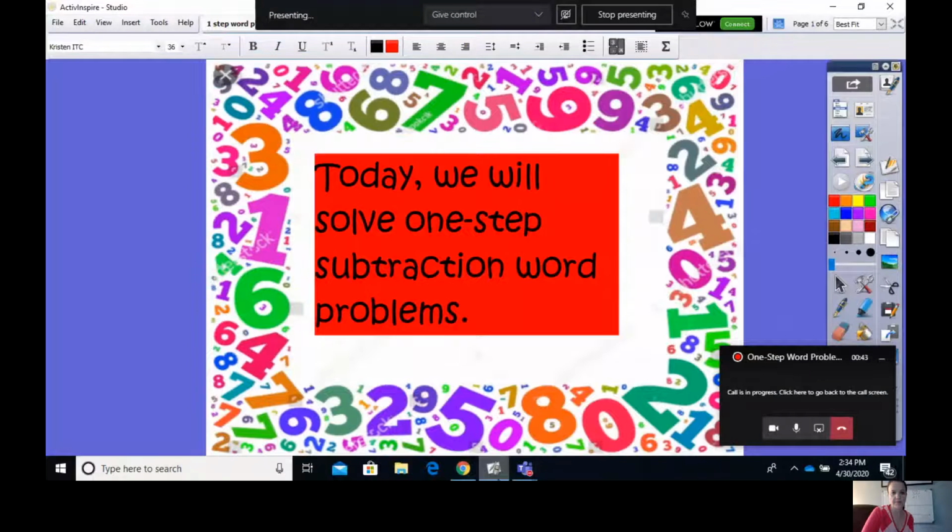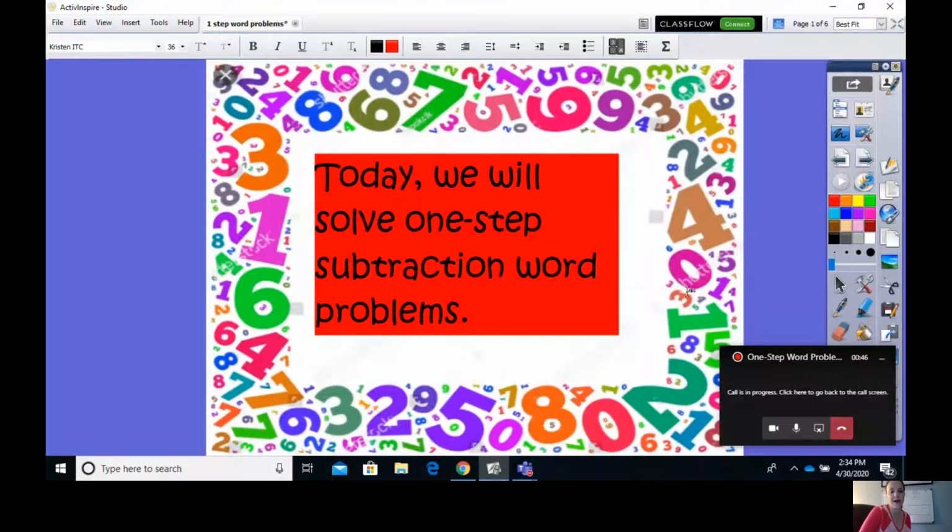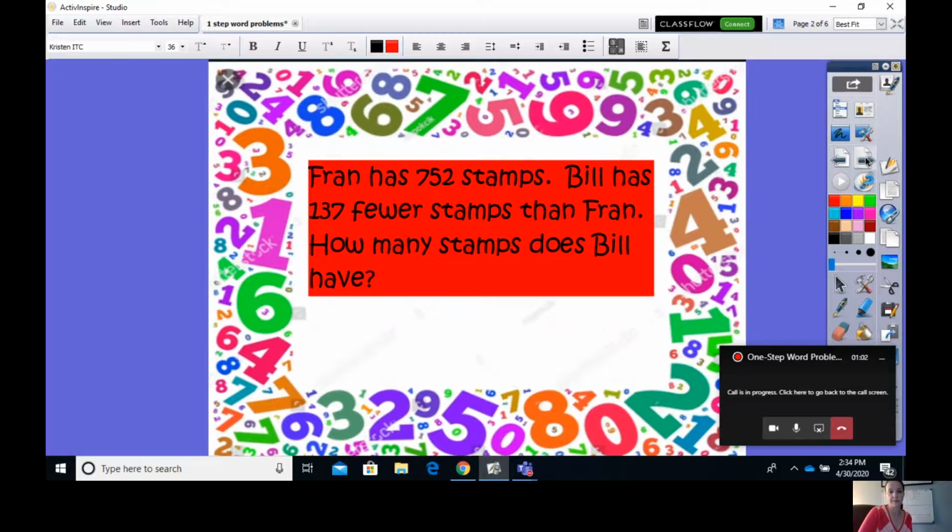Boys and girls, I'm going to be teaching you the next part to your math lesson. So I'm going to share my screen here, and we are going to look at, there we go. Okay, so today we will solve one-step subtraction word problems. So these problems are only one step. The next part of your lesson will be two-step subtraction word problems, but right now we're going to focus on one-step subtraction word problems. Okay, here's our first problem.